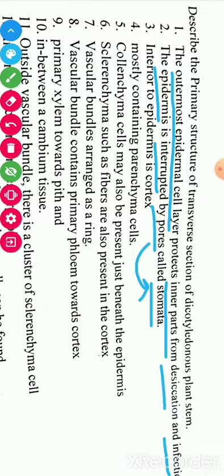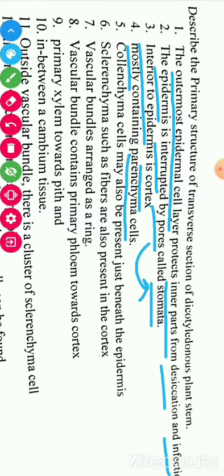Interior to the epidermis is the cortex. So what is inside of the epidermis is the cortex. What does it mostly contain? It mostly contains parenchyma cells. So we have to focus on these words: mostly contains parenchyma cells. The collenchyma cells may also be present just beneath the epidermis.